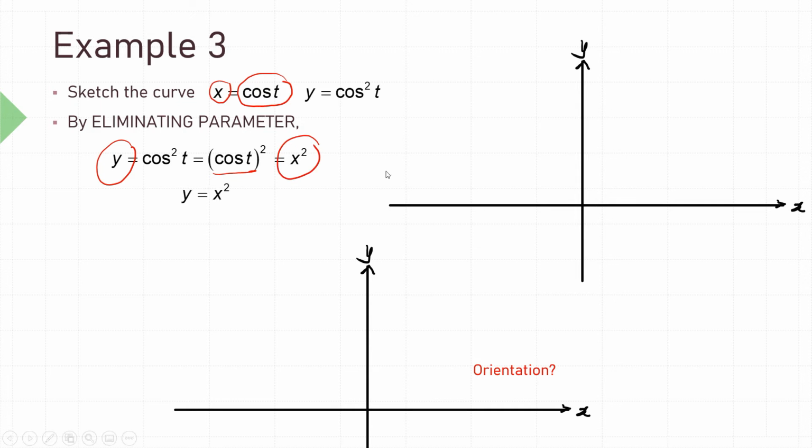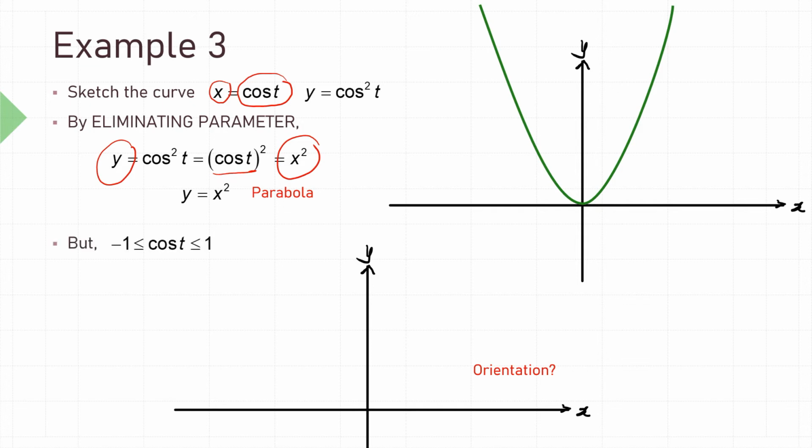Right, so we have y equal to x squared. What does this graph represent? This is actually a parabola, which represents y equal to x squared. It's smiling there. All right, but we have some restriction here.